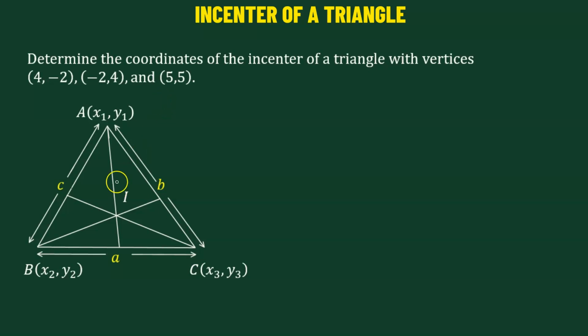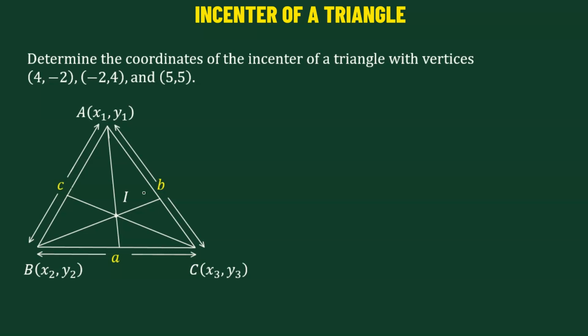Now in this particular triangle, we can observe that there are three lines inside the triangle, and these three lines are angle bisectors. So these three angle bisectors meet at a common point, naming it as I. This common point is referred to as the incenter of a triangle. Now our goal will be to find out the coordinates of that particular incenter.